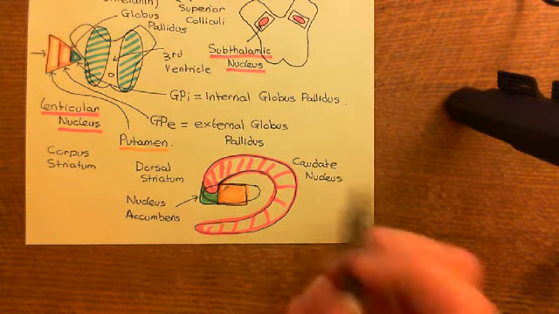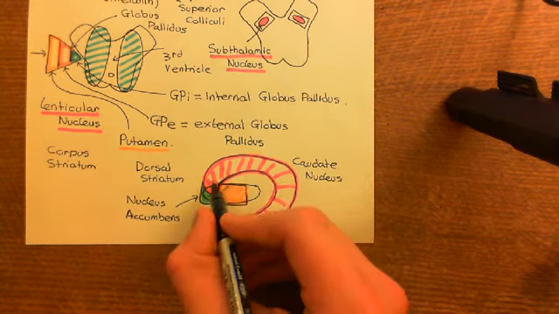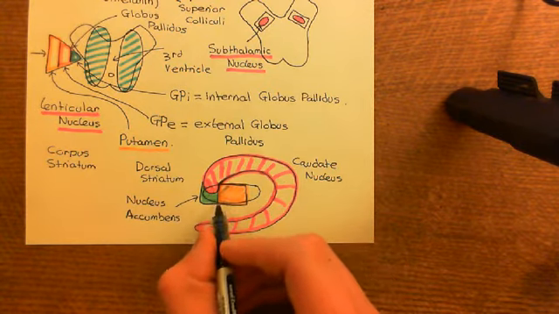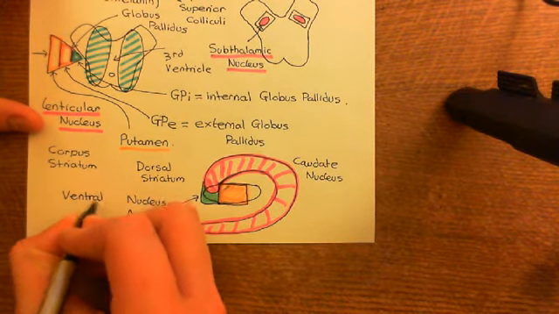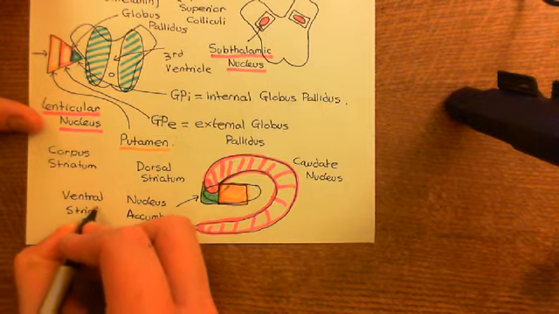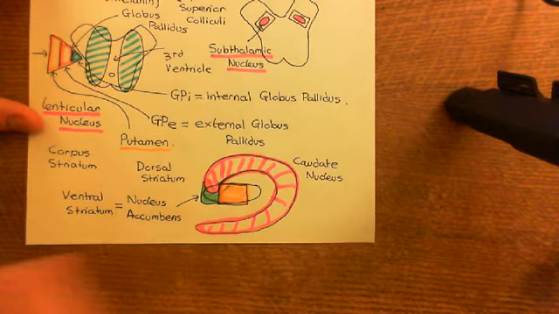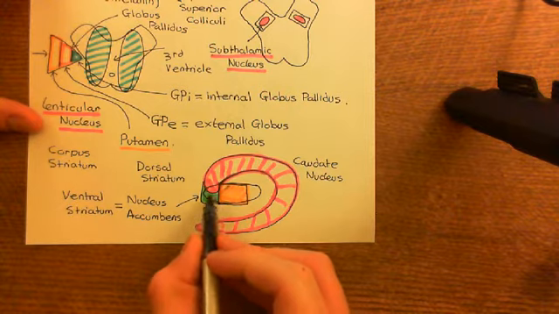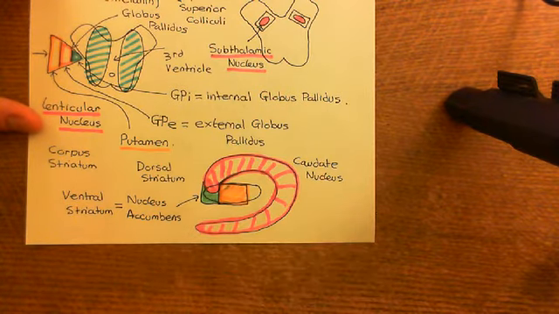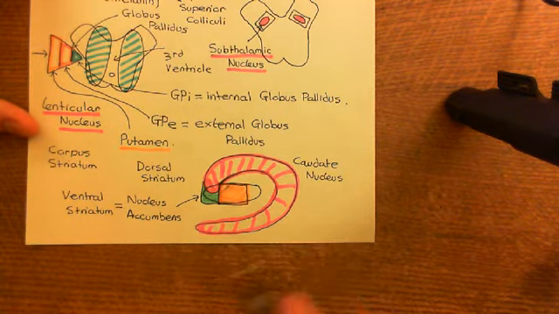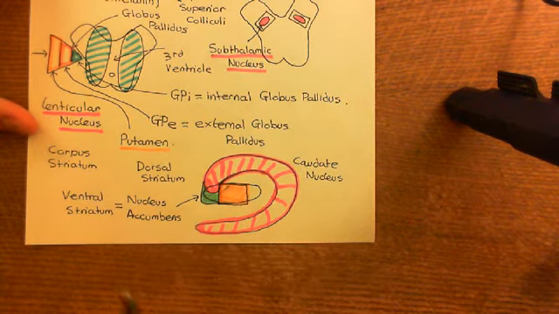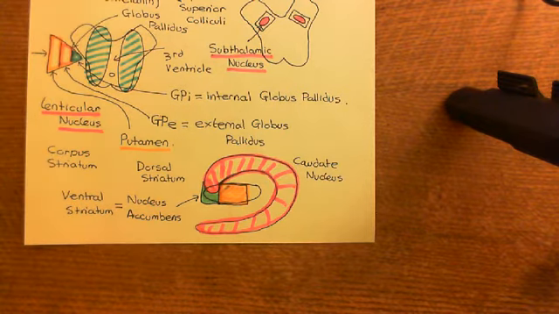Now, the dorsal striatum just means the caudate nucleus along with the putamen. If you ever hear anyone talking about the ventral striatum, this means the nucleus accumbens, just the nucleus accumbens. It's another name for the nucleus accumbens. So this is the ventral striatum. These two portions are the dorsal striatum. In Huntington's disease, the caudate nucleus and the putamen are going to degenerate. They're the dorsal striatum. The nucleus accumbens is actually spared. It doesn't degenerate as badly as the caudate nucleus and the putamen.